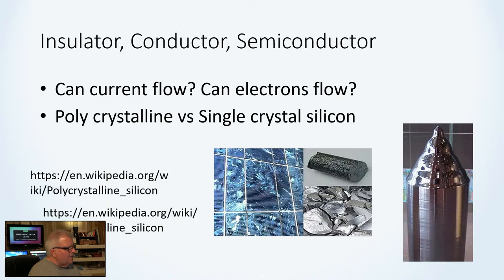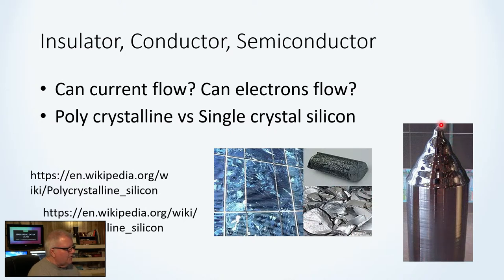So with an insulator, conductor, and semiconductor, can current flow through a semiconductor? It can, but not very well, and not in a well-defined way. When you're making semiconductor material, it's actually made from sand, or silica, that's the basic material, and it comes out first as polycrystalline silicon, and it's later refined through a process into single crystal silicon. So this is single crystal silicon.